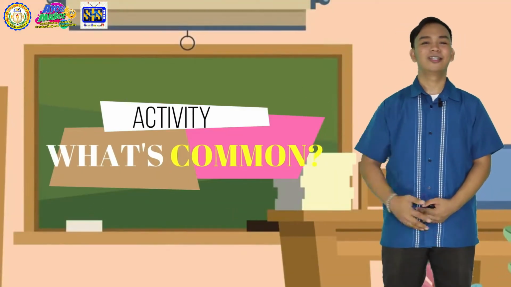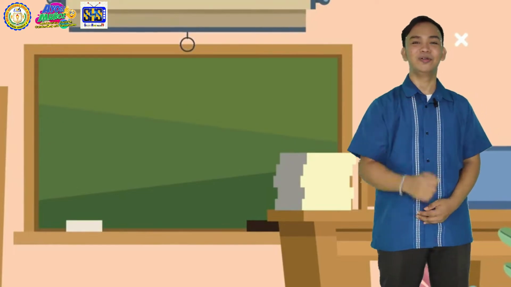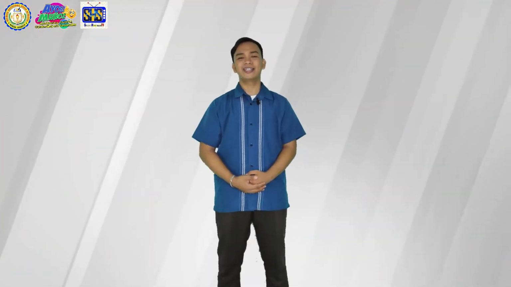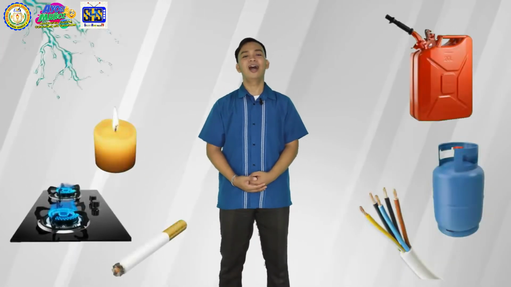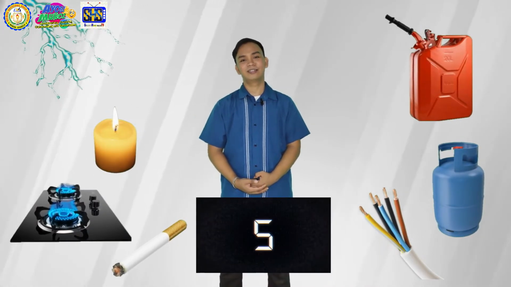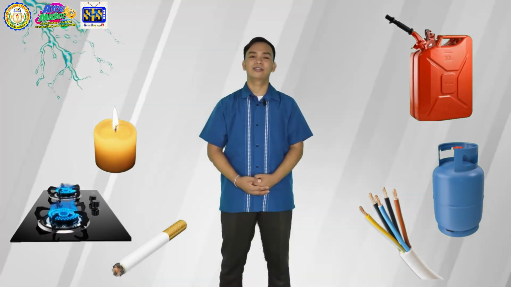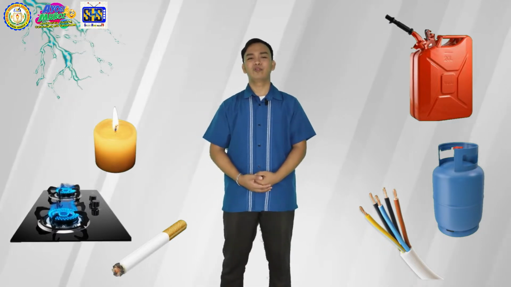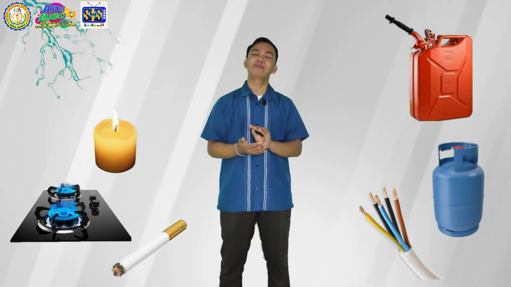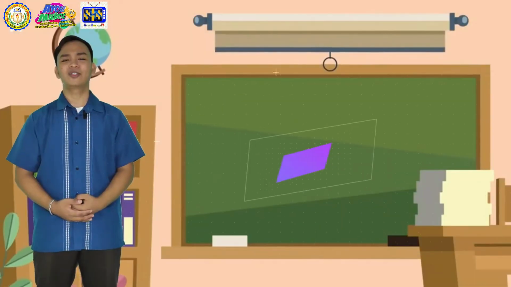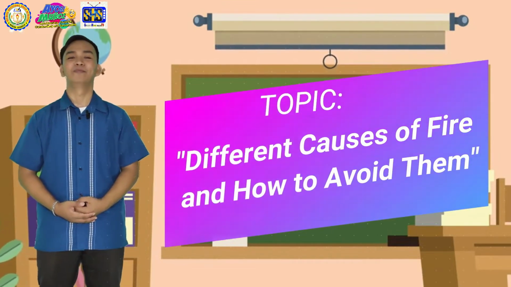To unlock our topic today, I will give you another activity. This activity is called What's Common? Are you ready? Let's go! What do you think these things have in common? How are they connected? Great! They are all capable of producing or causing a fire. Great job, everyone! Our topic today is all about the different causes of fire hazards and how to avoid them.